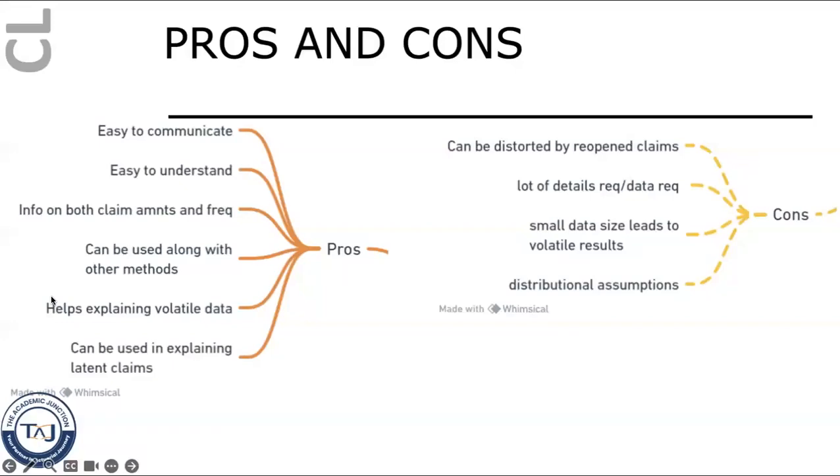always remember that methods are only directional indicators. You will only get directional pointers. No method will give you an accurate estimate of liability, right? These are all directional in nature.